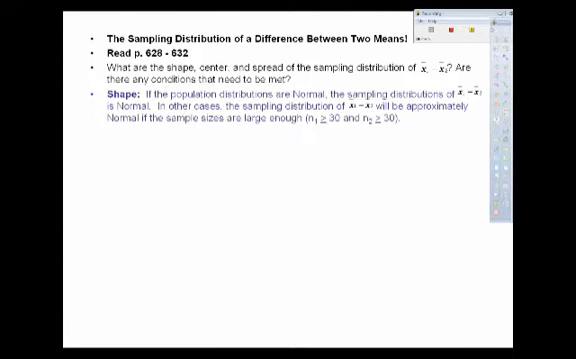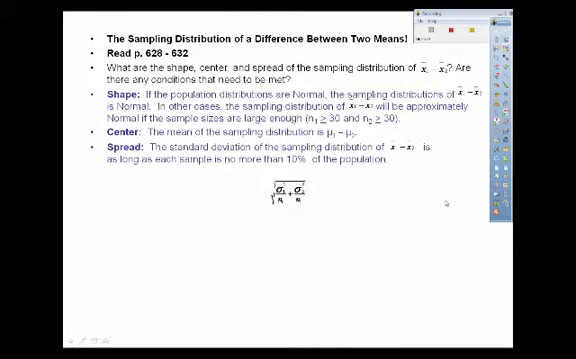All right, the center: the mean of the sampling distribution is mu sub 1 minus mu sub 2, the first mean minus the second mean. That is, the difference in the sample means is an unbiased estimator of the difference in the population means.